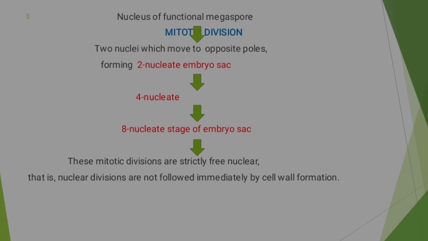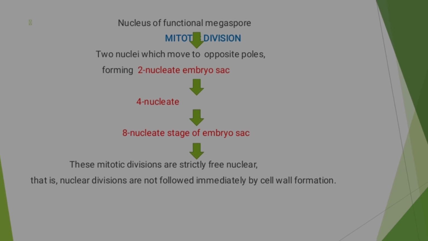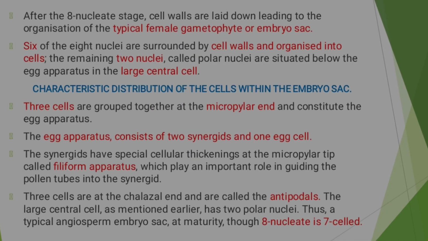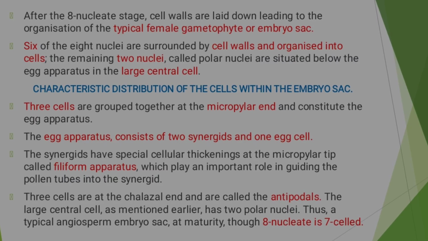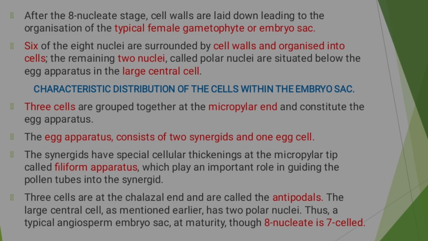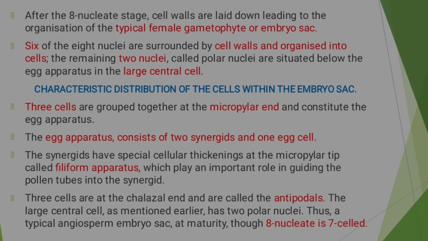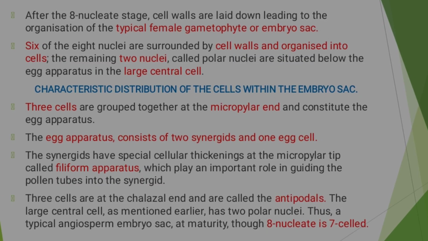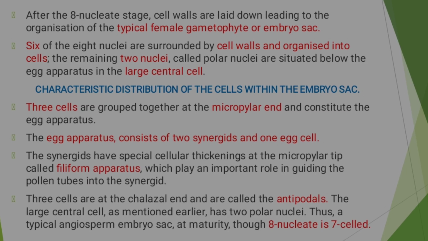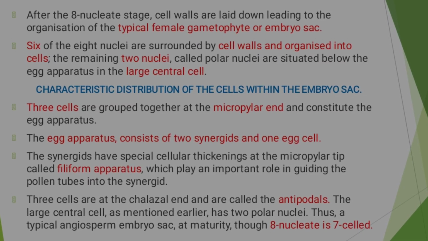Monosporic embryo sac development, leading to the formation of eight-nucleate embryo sac. Eight-nucleate, seven-celled embryo sac. After the eight-nucleate stage, cell walls are laid down, leading to the organization of the typical female gametophyte or embryo sac. Six of the eight nuclei are surrounded by cell walls and organized into cells. The remaining two nuclei, called polar nuclei, are situated below the egg apparatus in the large central cell.